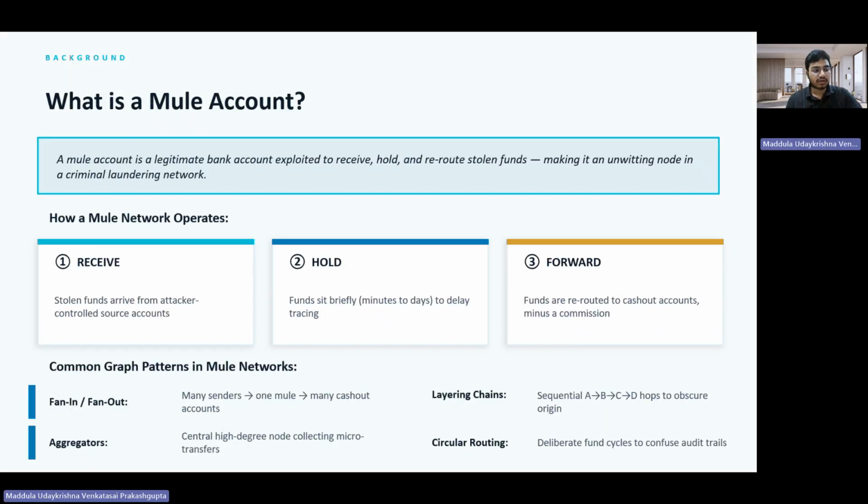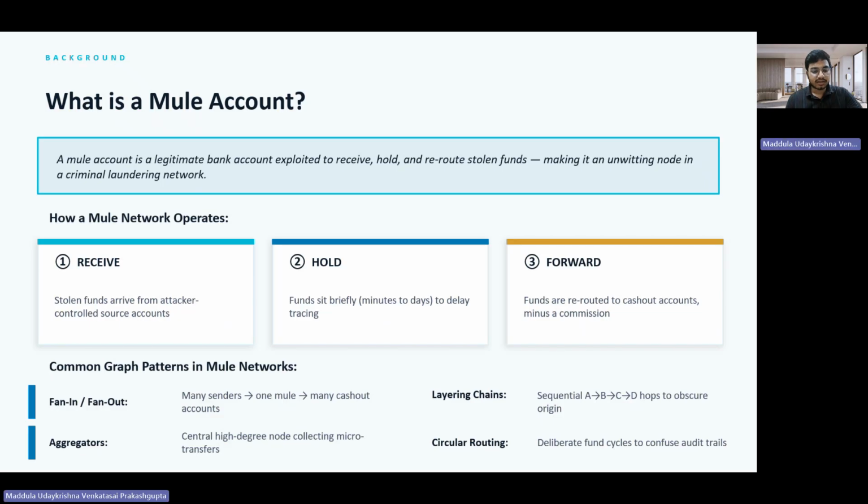So let us know what is a mule account. A mule account is a legitimate bank account used to receive, hold, and transfer stolen money. Basically, a mule account can be a normal bank account that is used to receive, and then it holds for some time, and then it would be forwarded to other accounts in very small amounts. The flow goes as follows. The mule account receives some stolen funds, and then it holds for some time that can be minutes to days, and then it is forwarded to another account.